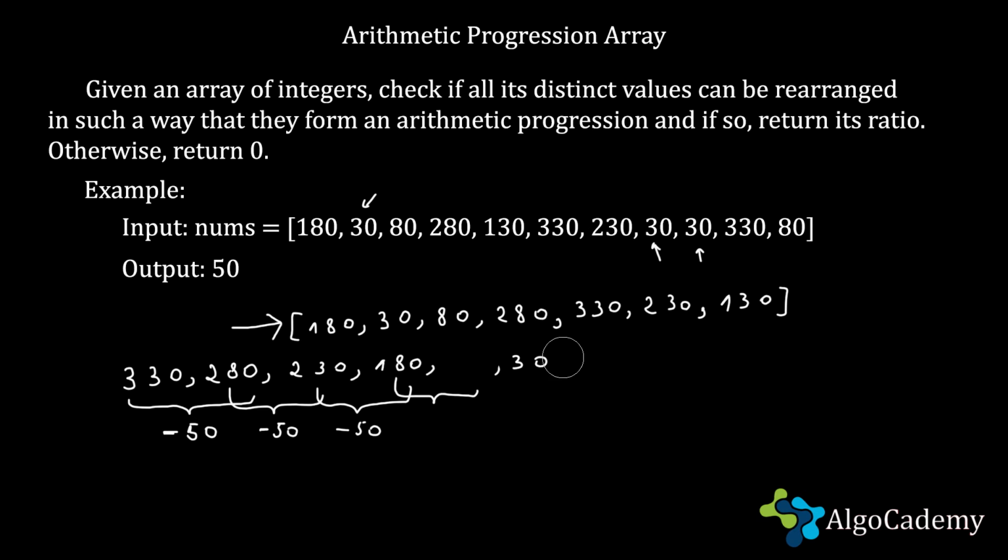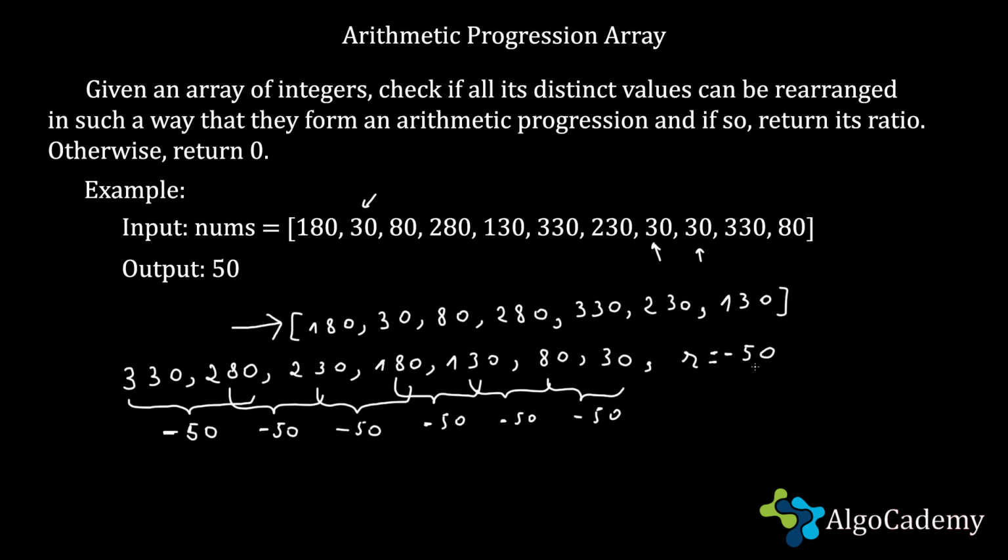Alright, so now this example became valid. It's going to be 130, 80, and then 30. Awesome. So now here we have minus 50, here minus 50, and here we also have minus 50. So what's the thing here? The thing is that having them decreasingly sorted, I find that they form together an arithmetic progression with the ratio equal to minus 50.